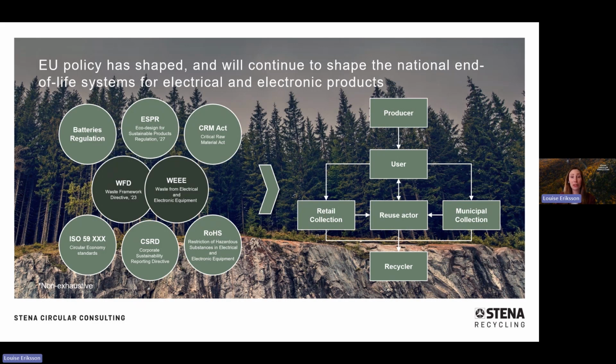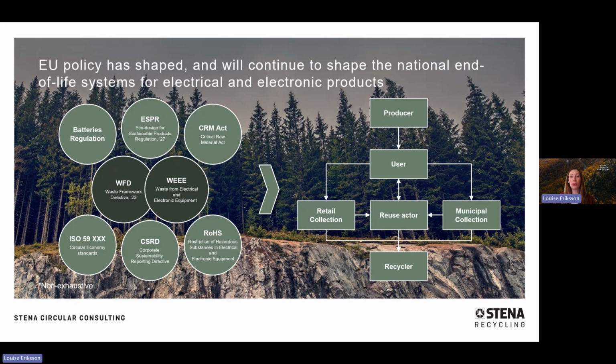They are in turn complemented with, for example, the Batteries Regulation, the Eco Design Regulation, and the Critical Raw Materials Act, and more. And together, they have formed the end-of-life system, which, as you might remember, was our second parameter for the product categories included in electronic products. And it looks very simplified, like the picture on the right-hand side.